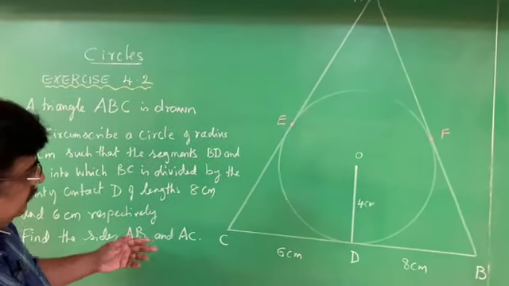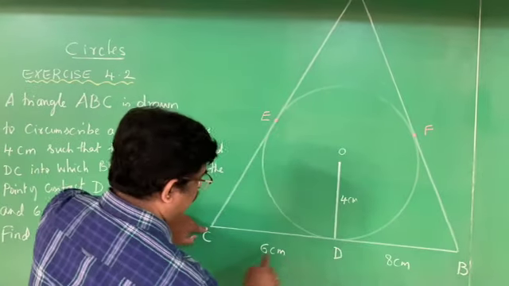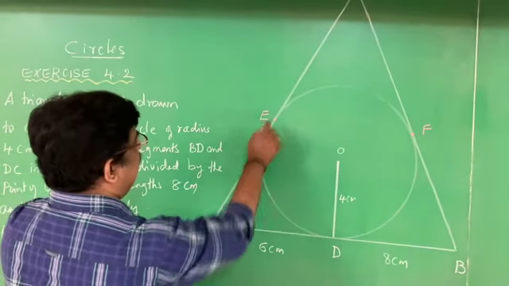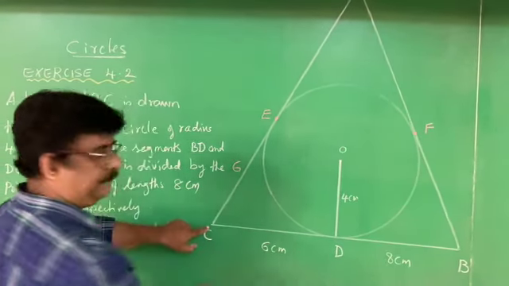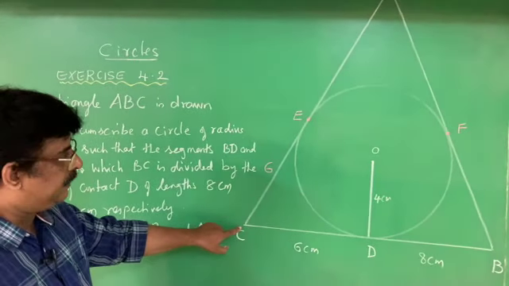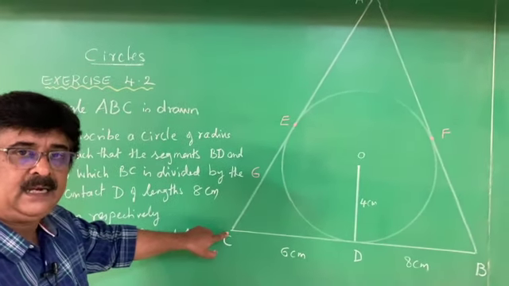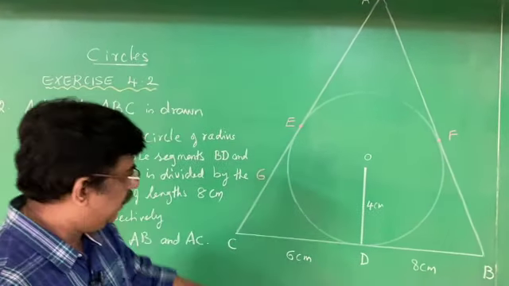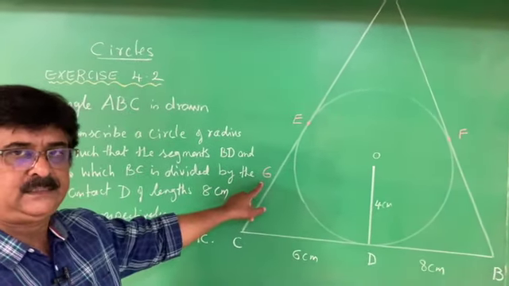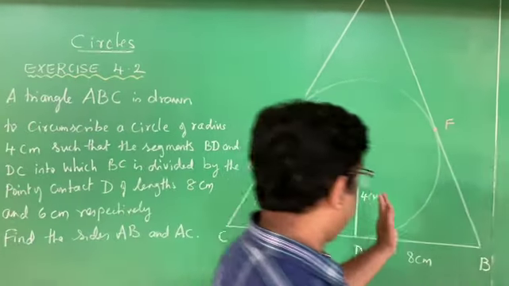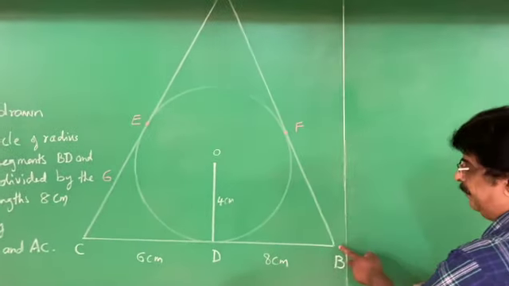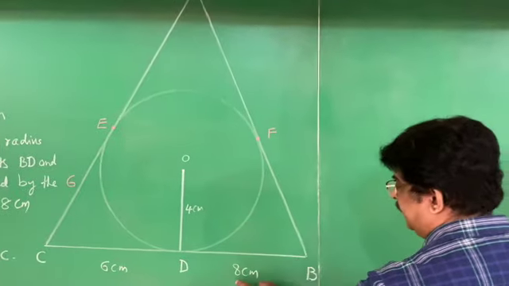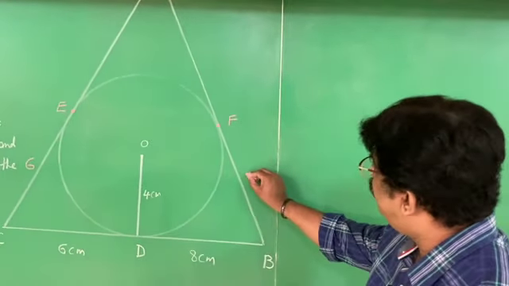By that what we understand is, if CD is equal to 6 centimeter, CE is also 6 centimeter. Theorem of the 10th standard: lengths of the tangent drawn to a circle from an external point are equal. If this is 6 centimeter, this is also 6 centimeter. Same way, from the point B, 2 tangents are drawn. This is 8 centimeter. This is also 8 centimeter.